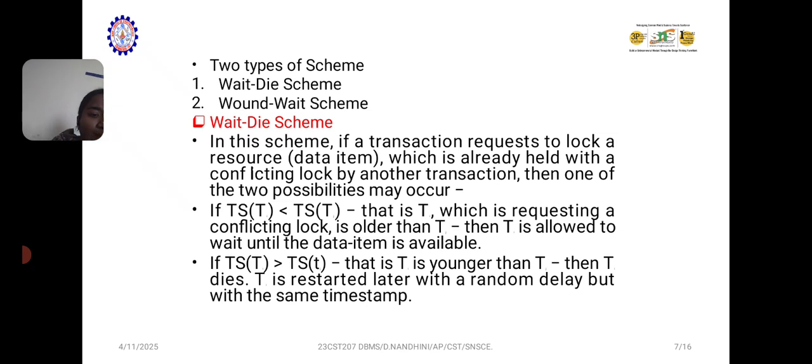The wait-die scheme is a non-preemptive technique. Rule 1: if an older transaction requests a resource held by a younger transaction, it waits. That means the older transaction waits until the other transaction is completed. Rule 2: if a younger transaction requests a resource held by an older transaction, it dies.